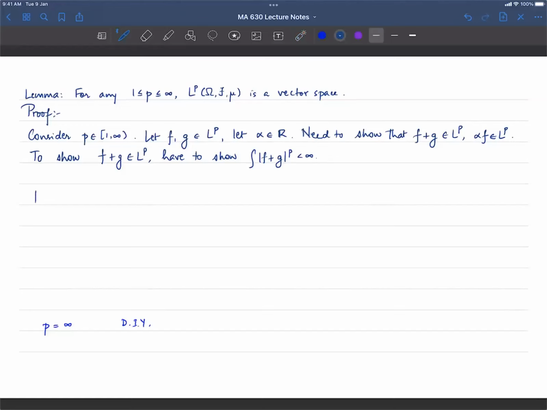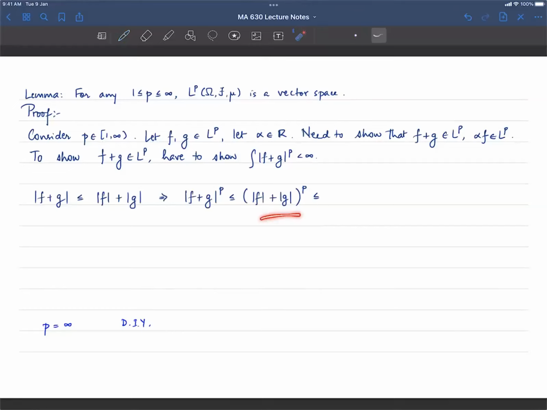Let's look at absolute value of f plus g. Now by the triangle inequality, this is less than or equal to absolute value of f plus absolute value of g. All right, so far so good. Now let's take the pth power on both sides. So absolute value of f plus g to the pth power is going to be less than or equal to absolute value of f plus absolute value of g, to the pth power. Okay, now pay close attention.